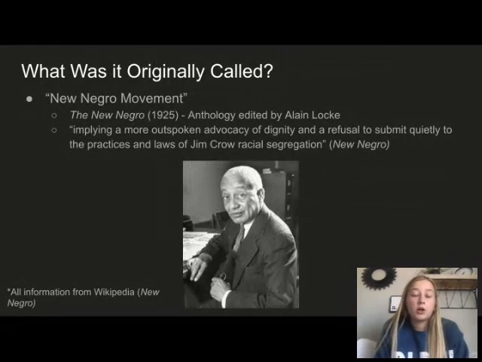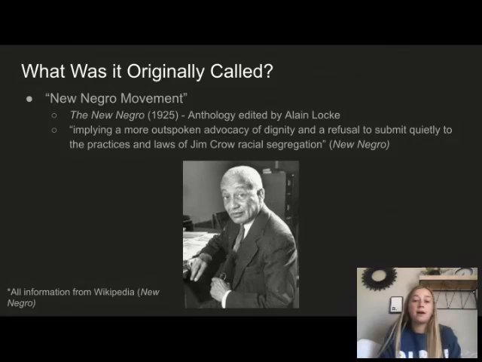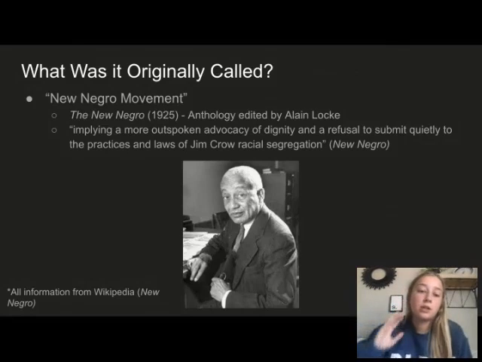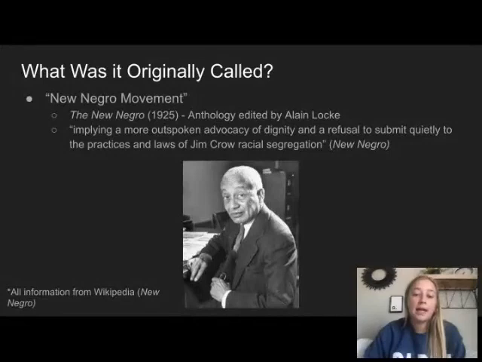So what was it originally called? It was originally called the New Negro Movement, and this was because of The New Negro, which was an anthology edited by Alain Locke. And in his words, the New Negro meant implying a more outspoken advocacy of dignity and refusal to submit quietly to the practices and laws of Jim Crow racial segregation. So to him, it was just standing up against what was wrong and what was going on in the nation.